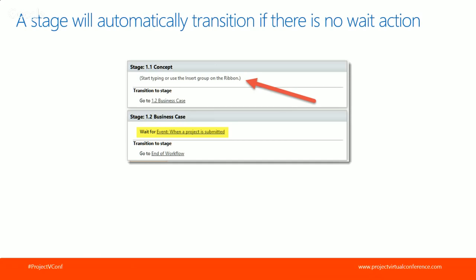Now, the first one I already pointed out when I was developing my workflow is that a stage will automatically transition if there's no wait action. So if you're running your workflows and you say, hey, why didn't this stop at 1.1 concept? Well, the reason was there was no wait action. So make sure you put those wait actions in to stop at a stage.